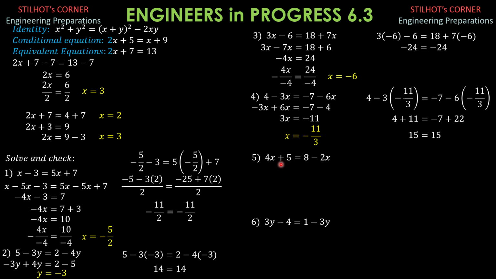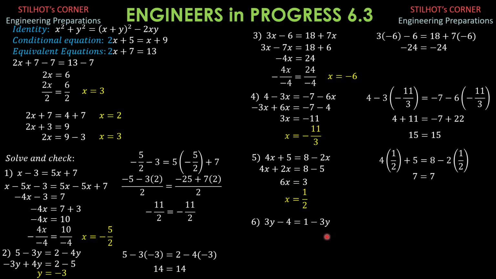Then for this problem, 4x plus 2x equals 8 minus 5 by transposition. So 6x equals 3. Dividing everything by 6, so 6x over 6 is x, and 3 over 6 is 1 half, so x is 1 half. Let's check that solution. 4 times 1 half plus 5 equals 8 minus 2 times 1 half. So this is 2 plus 5, 7. 8 minus 1 is also 7. So 7 equals 7, and that checks or validates our solution.